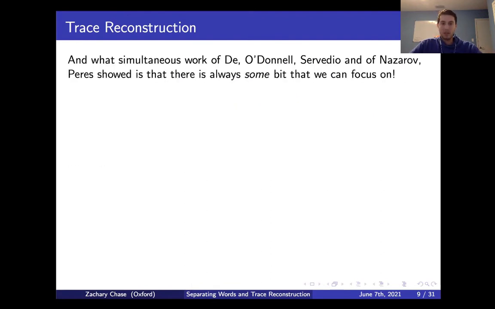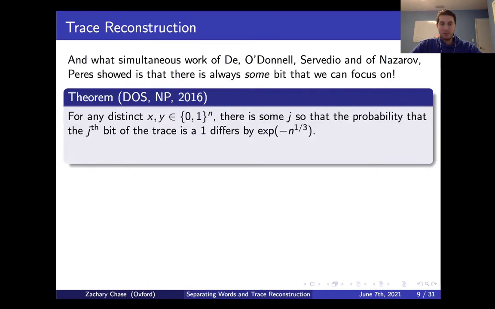And what simultaneous work of De, O'Donnell, and Servedio, and of Nazarov and Peres showed is that there is always at least some bit that we can focus on. So what do I mean by this? Their theorem, proven in 2016, is that for any distinct x and y in {0,1}ⁿ, there is some index j so that the probability that the jth bit of the trace is a 1 differs by at least e^(-O(n^(1/3))).